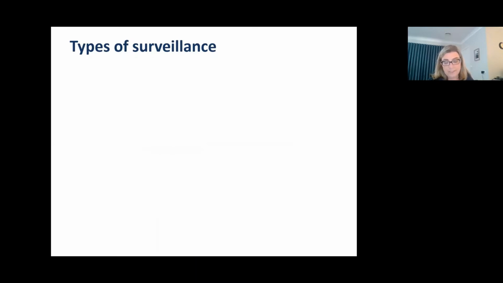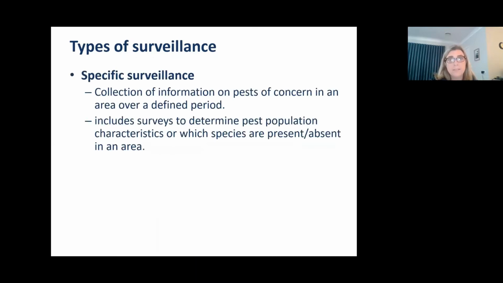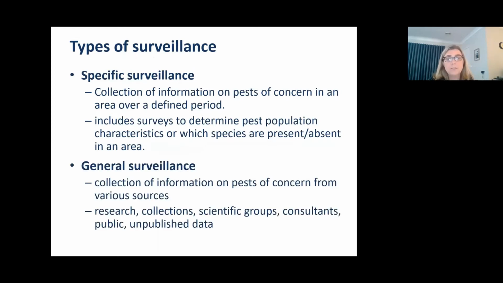Surveillance is broadly broken down into two different categories. Specific surveillance, which is a defined survey, often completed or coordinated generally by government agencies, and can involve collaboration from outside groups. And then general surveillance, which is where you collect information on a pest of concern from various sources. And those sources may be information held by governments or from universities. They might be information gleaned from people in particular plant industries, consultants and even farmers, unpublished data, and also information collected by the general public.